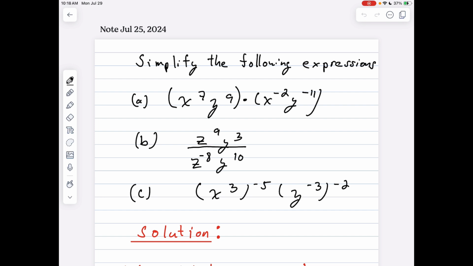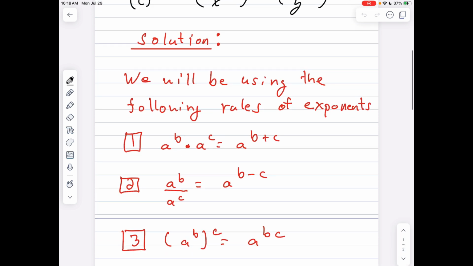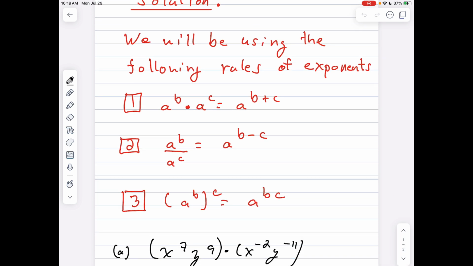Okay, so I have the following three problems, and all of these problems are going to involve one of these exponent rules. First rule: if you have an exponent a to the b times another exponent a to the c, it's equal to a to the b plus c. Essentially, if you have two exponents with the same base, a, and you're multiplying them together, you sum the exponents and keep the same base.